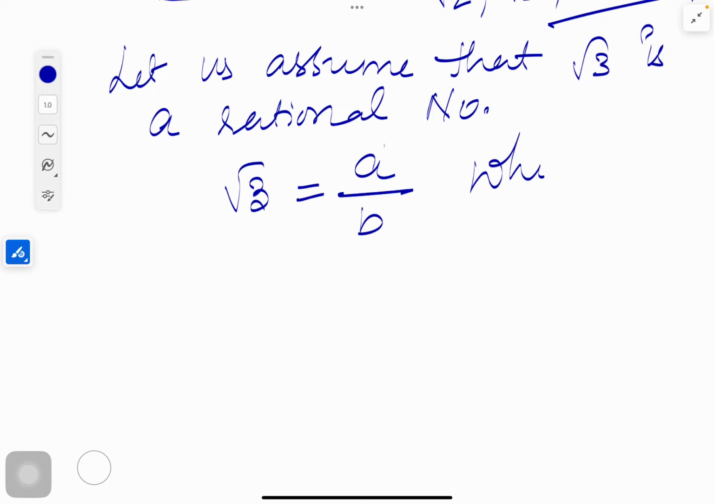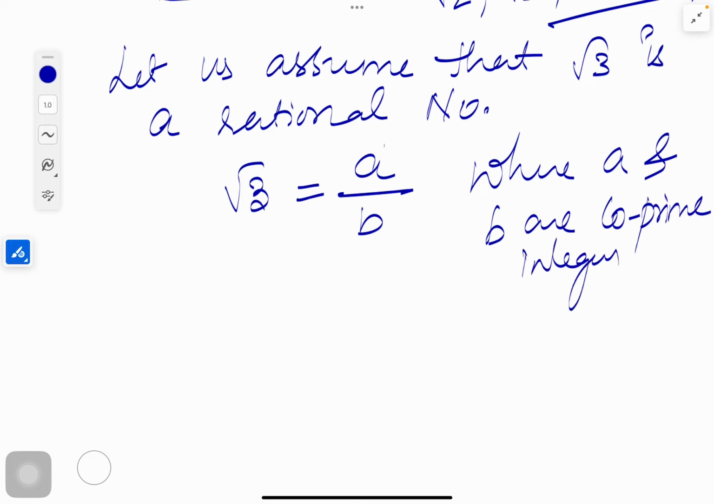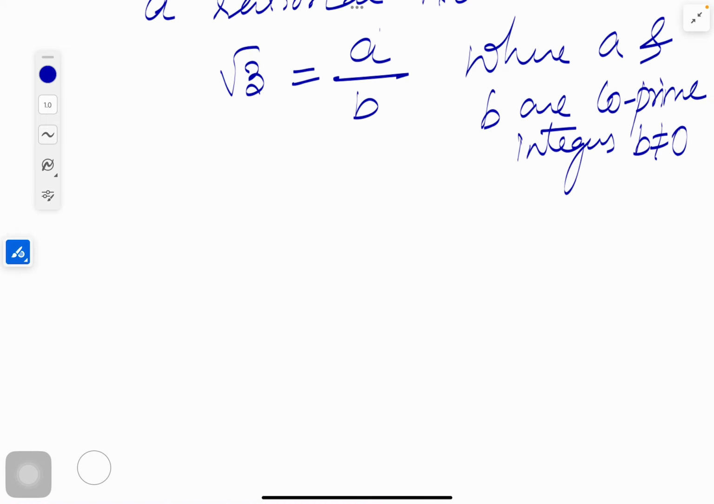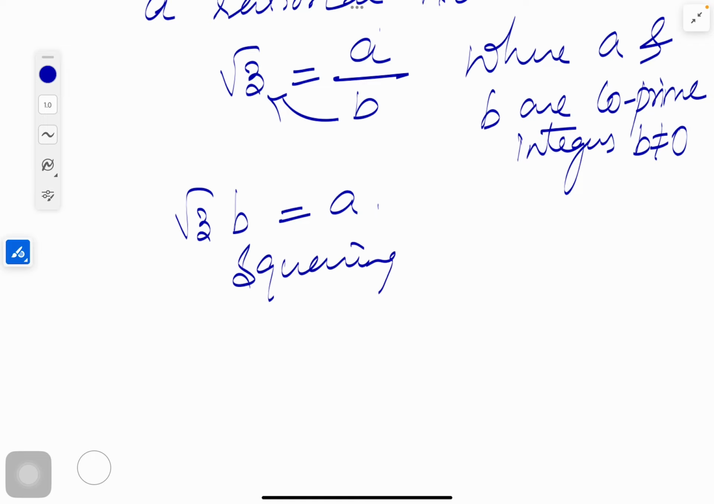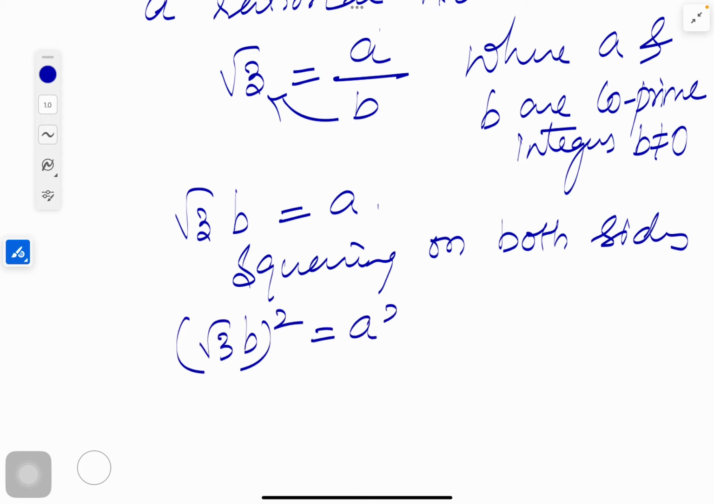Okay, where a and b are co-prime integers and b is never equal to 0. The denominator should not be equal to 0. Now you take this b that side, it will become root 3 b is equal to a. Let us do squaring on both sides. Squaring on both sides. What happens? Root 3 b whole square is equal to a square.